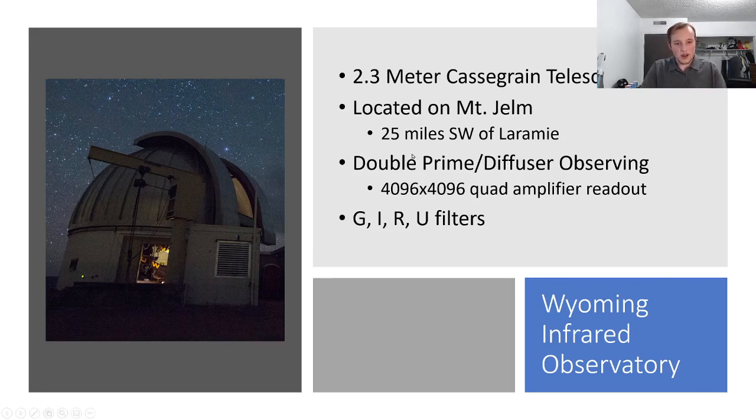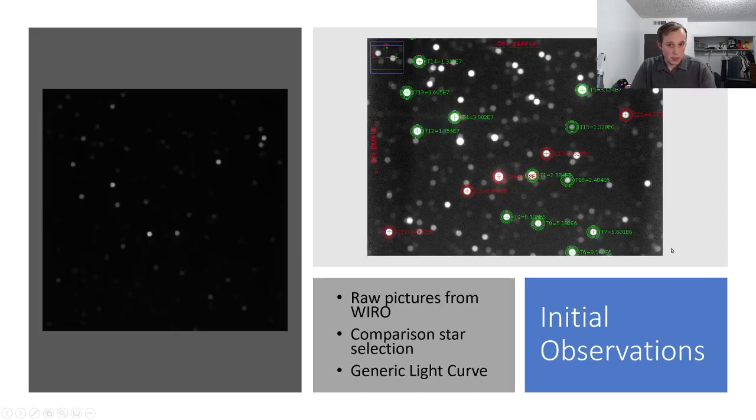This diffuser takes the focus point brightness of the star and spreads it out over a greater area such that we can take longer exposures and not overload our sensors, and this is called the point spread function of the star. We observe these stars in the G, I, R, and U filters. When we observe these stars, we get pictures that look like this over here on the left. Here's our target star, TOI 1181, and then we have these other stars, and you can see the point spread function where they're spread out over a circle.